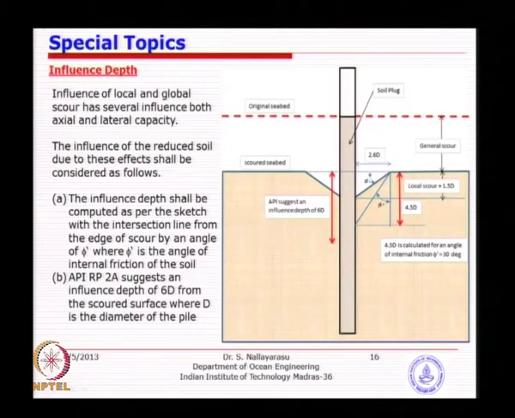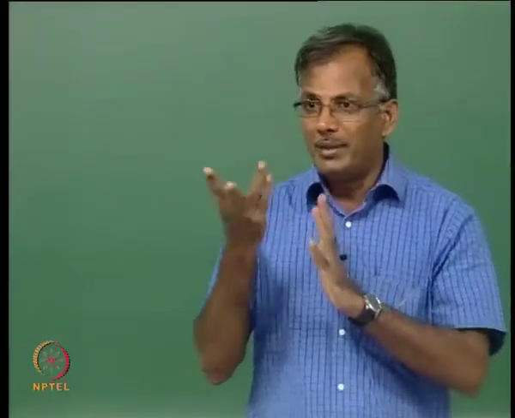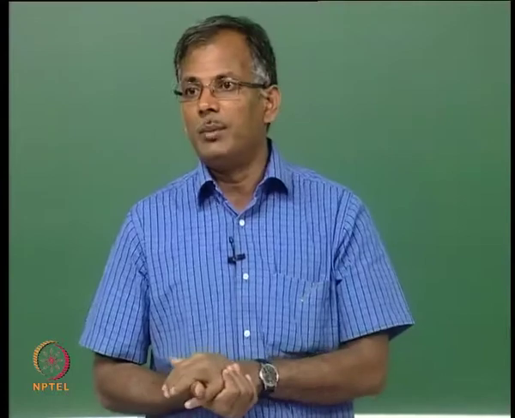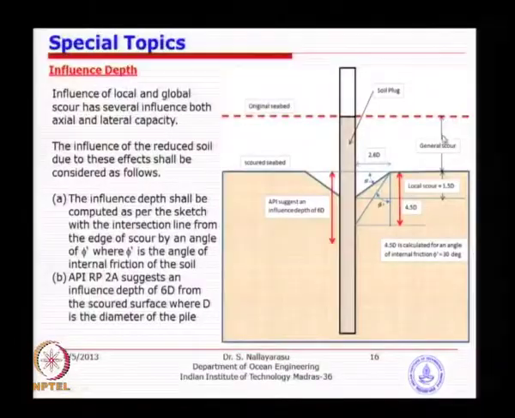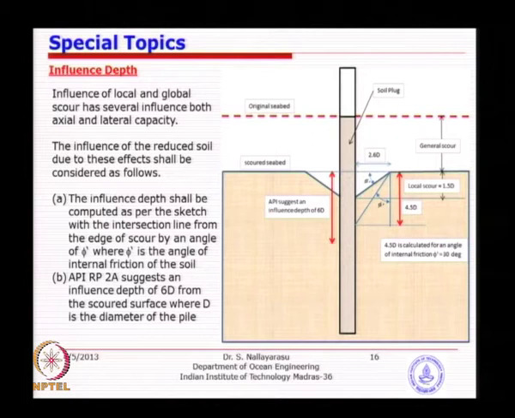So how does it affect the calculations that we have learned so far? For example, when you are talking about overburden pressure, if you remember the alpha method, overburden pressure is very much important. Now you can see here the global scour, straight away you can remove the soil. So overburden pressure is automatically reduced by that much. If the 2 meter soil is missing, the 2 meter soil is not there for overburden pressure.